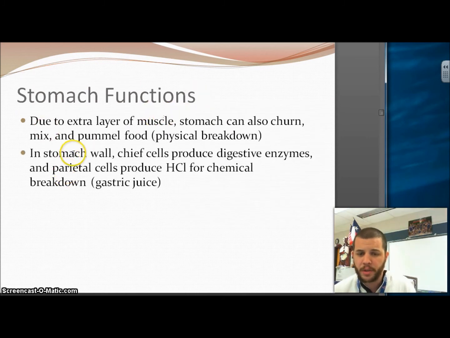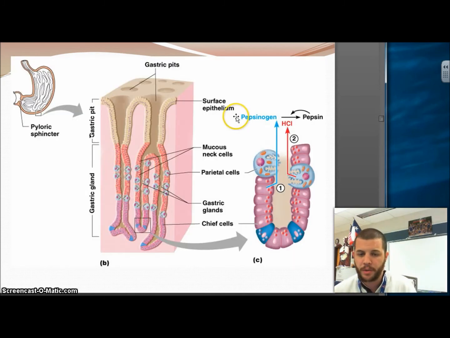Okay, due to an extra layer of muscle, the stomach's also going to be able to churn food. That's going to be that physical breakdown that we were talking about earlier, the mechanical breakdown where physical changes are happening. In the stomach wall, you've got two main kinds of cells. You've got chief cells that are producing digestive enzyme. You've also got parietal cells, which are producing hydrochloric acid, or HCl, for chemical breakdown. Okay, and that mixture is called gastric juice.